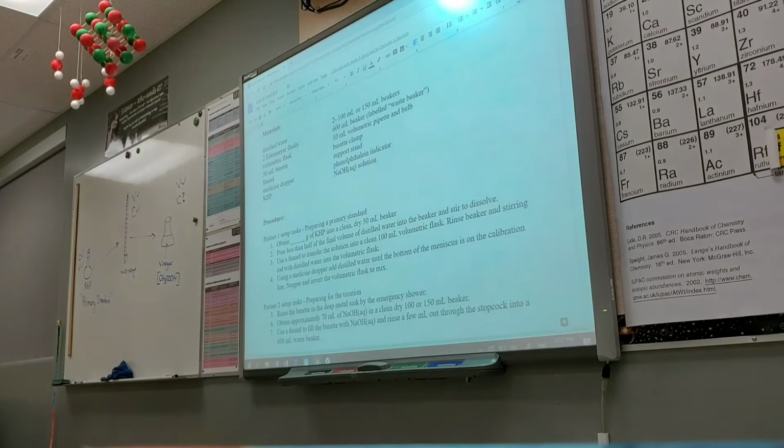Because what do you have to do? You have to weigh out 3 grams-ish, right? 3 grams of the KHP, and then you got to dissolve it in some water, and then you got to transfer that to a volumetric flask. And after you pour the solution into the volumetric flask, then what do you got to do? You got to rinse out your beaker, right? You want to quantitatively transfer every single last molecule of the KHP into your volumetric flask.